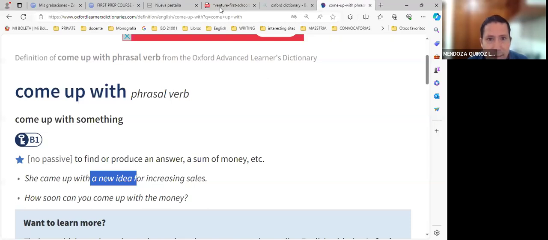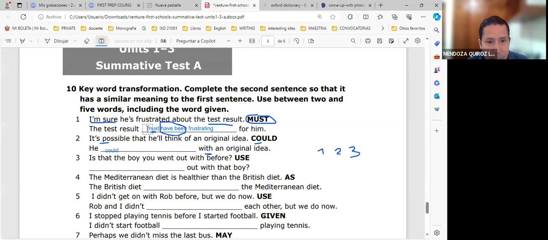In this case, it says he will think of an original idea, no? Which means produce an original idea. And it's future, so you say he could come up with an original idea. With is there. You see, they give you the preposition here, which indicates the use of this phrasal verb. Yeah. Number 3, Mario.